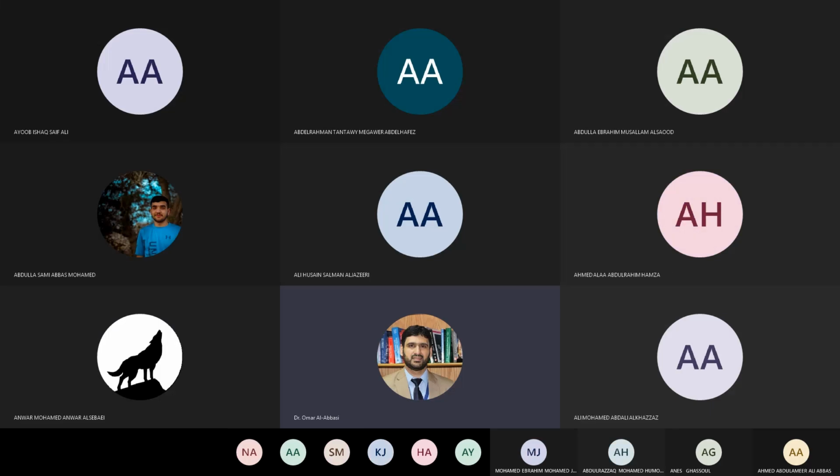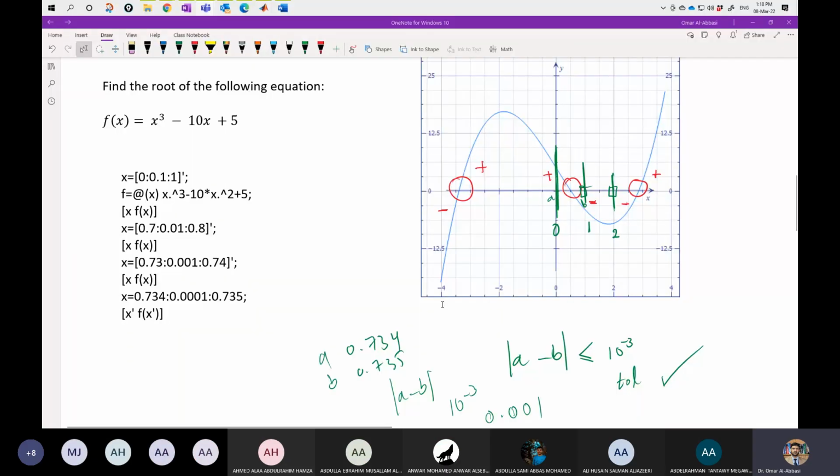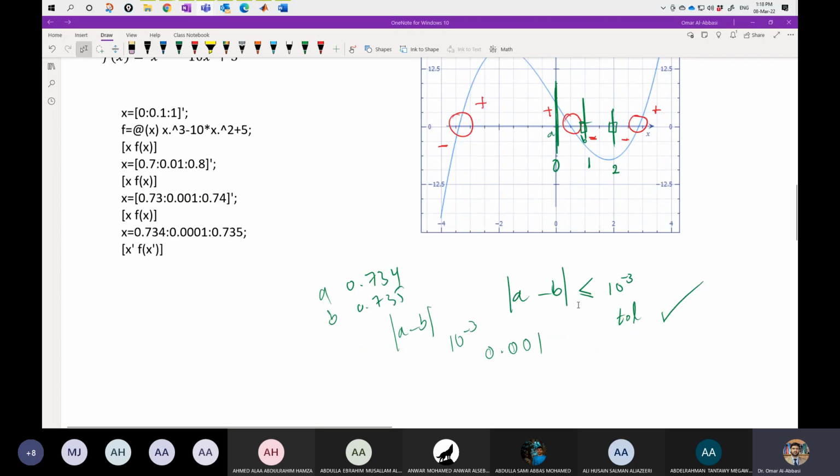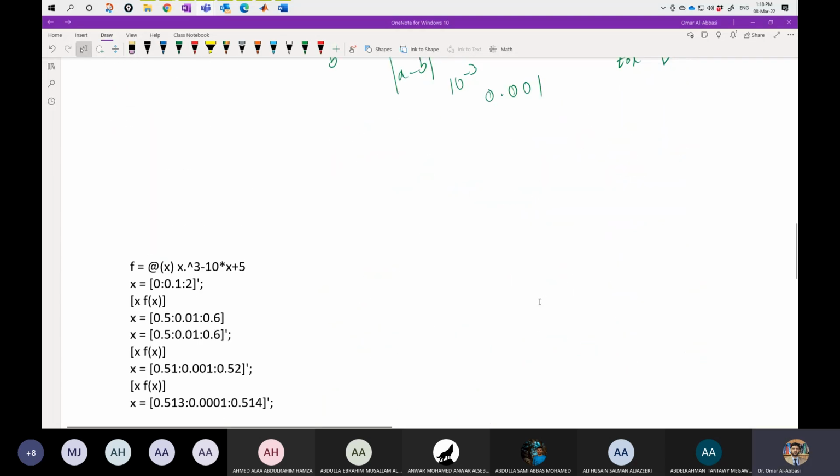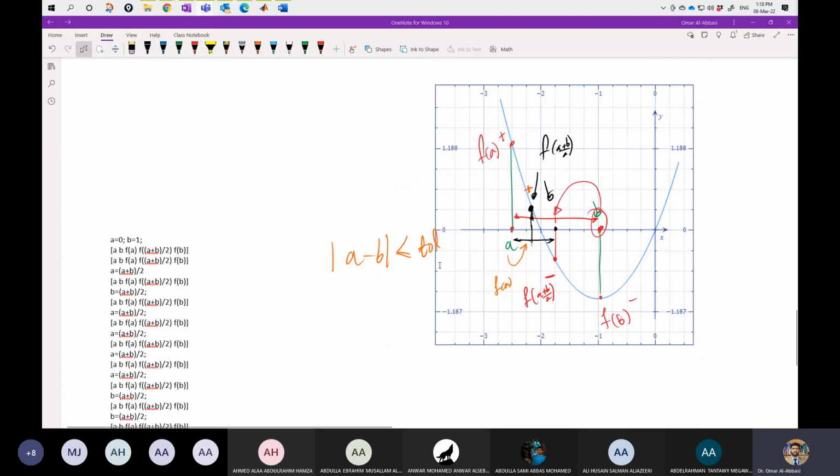Method. We were just zooming on the interval. We decrease the interval until we are satisfied with the limits. Okay, the bisection method, we said, we start with the interval. We make sure that the function values at the limits have positive and negative values, right?